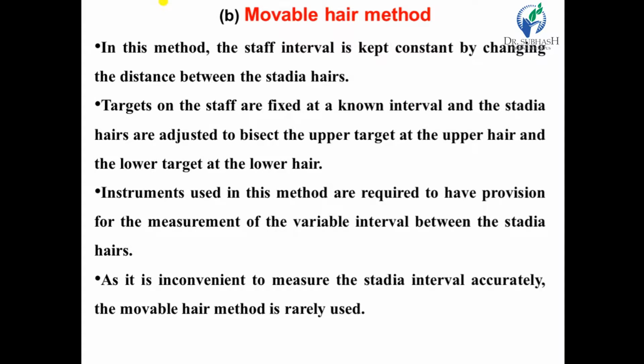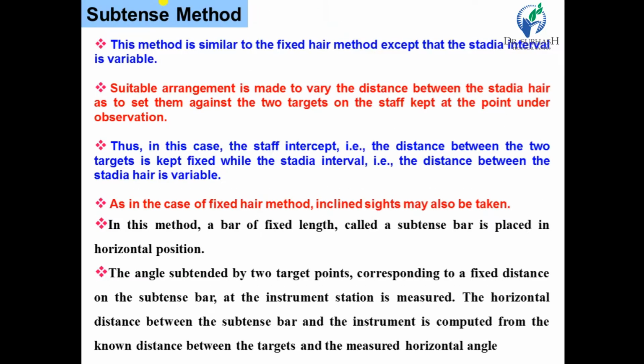Now we are moving to the movable hair method. In this method, the staff interval is kept constant by changing the distance between the stadia hairs. The targets on the staff are fixed at a known interval and the stadia hairs are adjusted to bisect the upper target and the lower target. Instruments used in this method are required to have a provision for measurement of the variable interval between the stadia hairs. It is convenient to measure the stadia interval accurately. The movable hair method is rarely used.